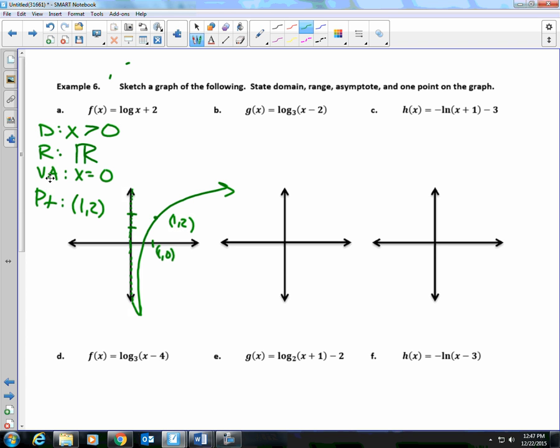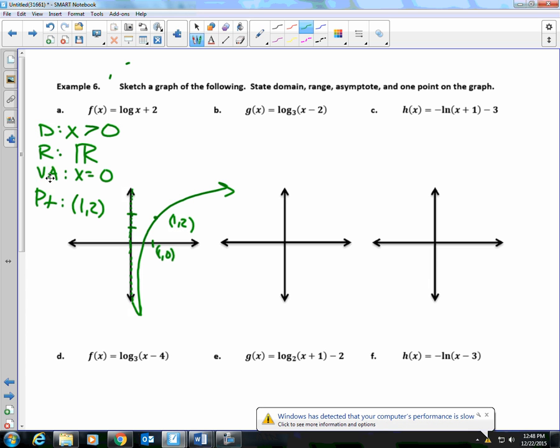What's different about letter B? There's two things. Okay, it's minus 2 on the inside, so that's a horizontal shift. It'll be to the right 2 units. What else is different? The base. Don't worry about the base. This was base 10, this was base 3. Okay, don't worry about that for right now.